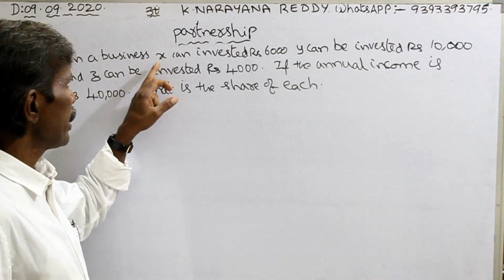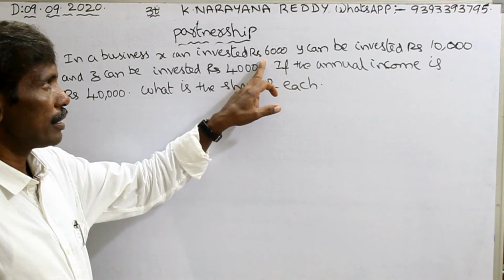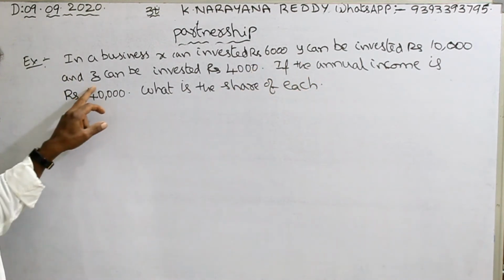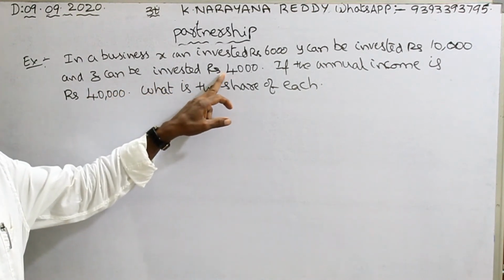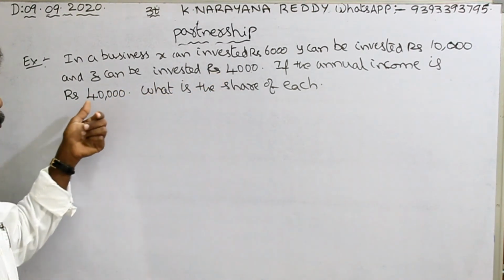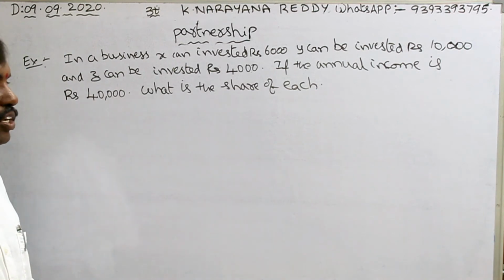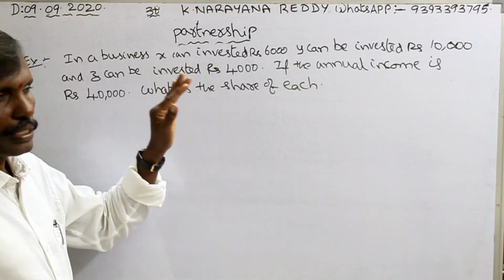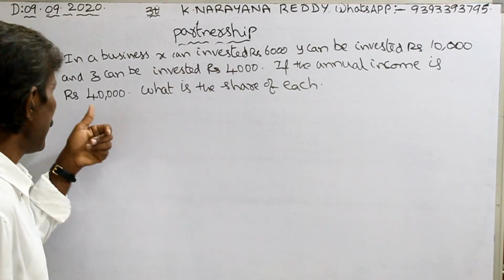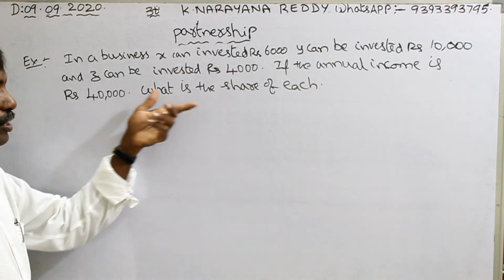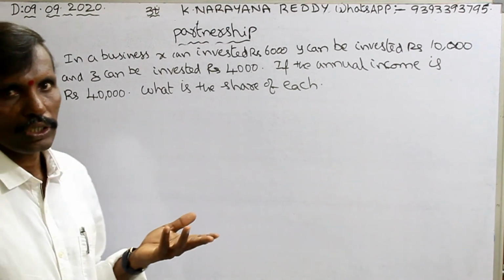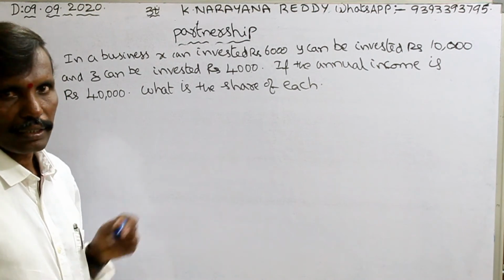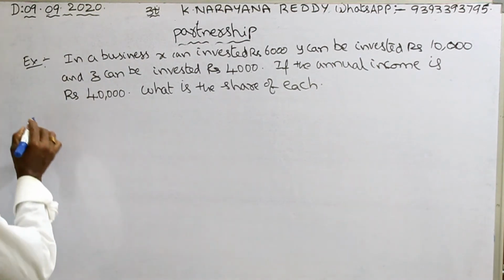See the problem. In a business, X invested Rs 6,000, Y invested 10,000 and Z invested 4,000. If the annual income is 40,000, what is the share of each? Simple. So individual investments are X, Y, Z, and the annual income is this, and what is the share of each? Annual means 12 months. Those are invested annually, yearly. Yes or not?